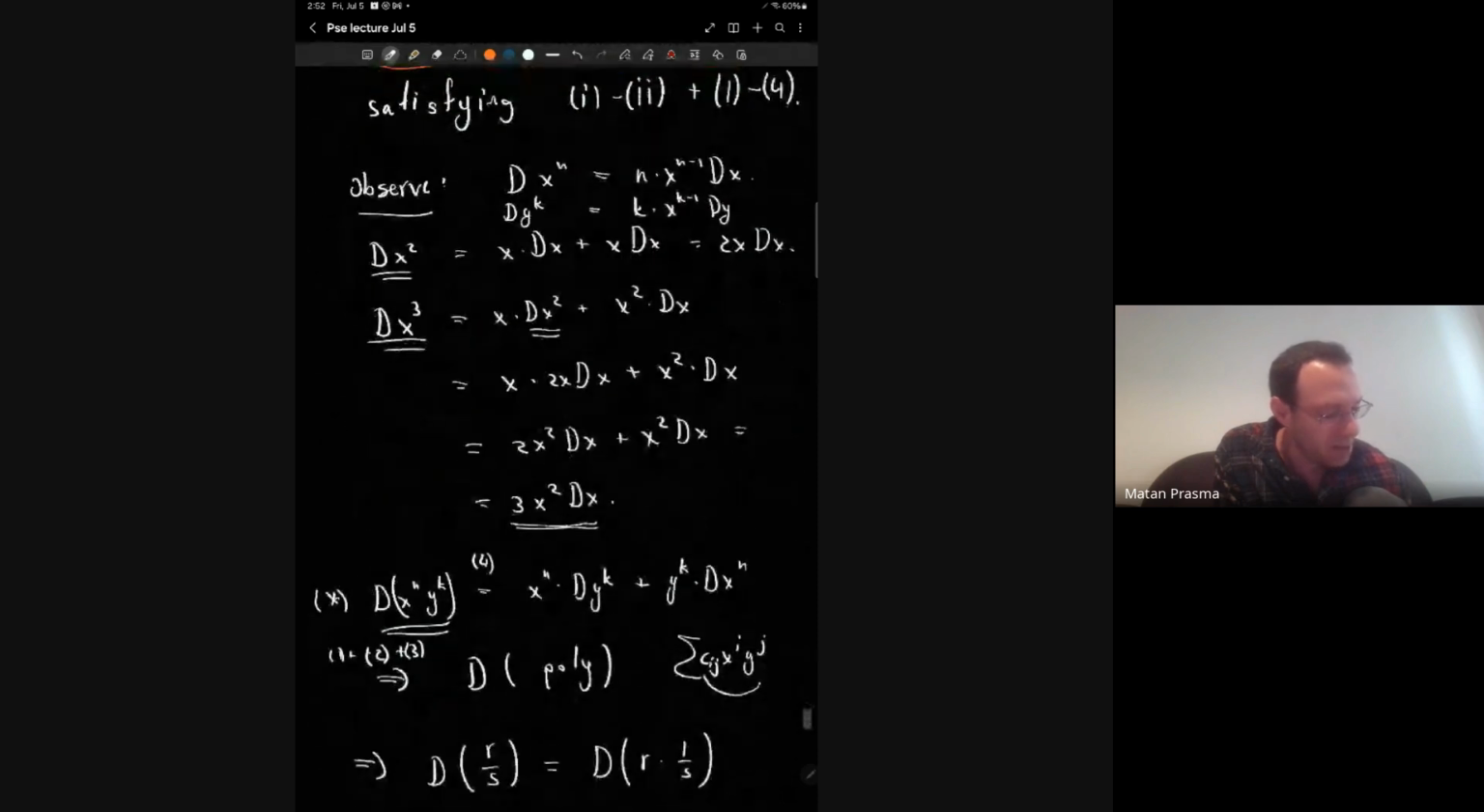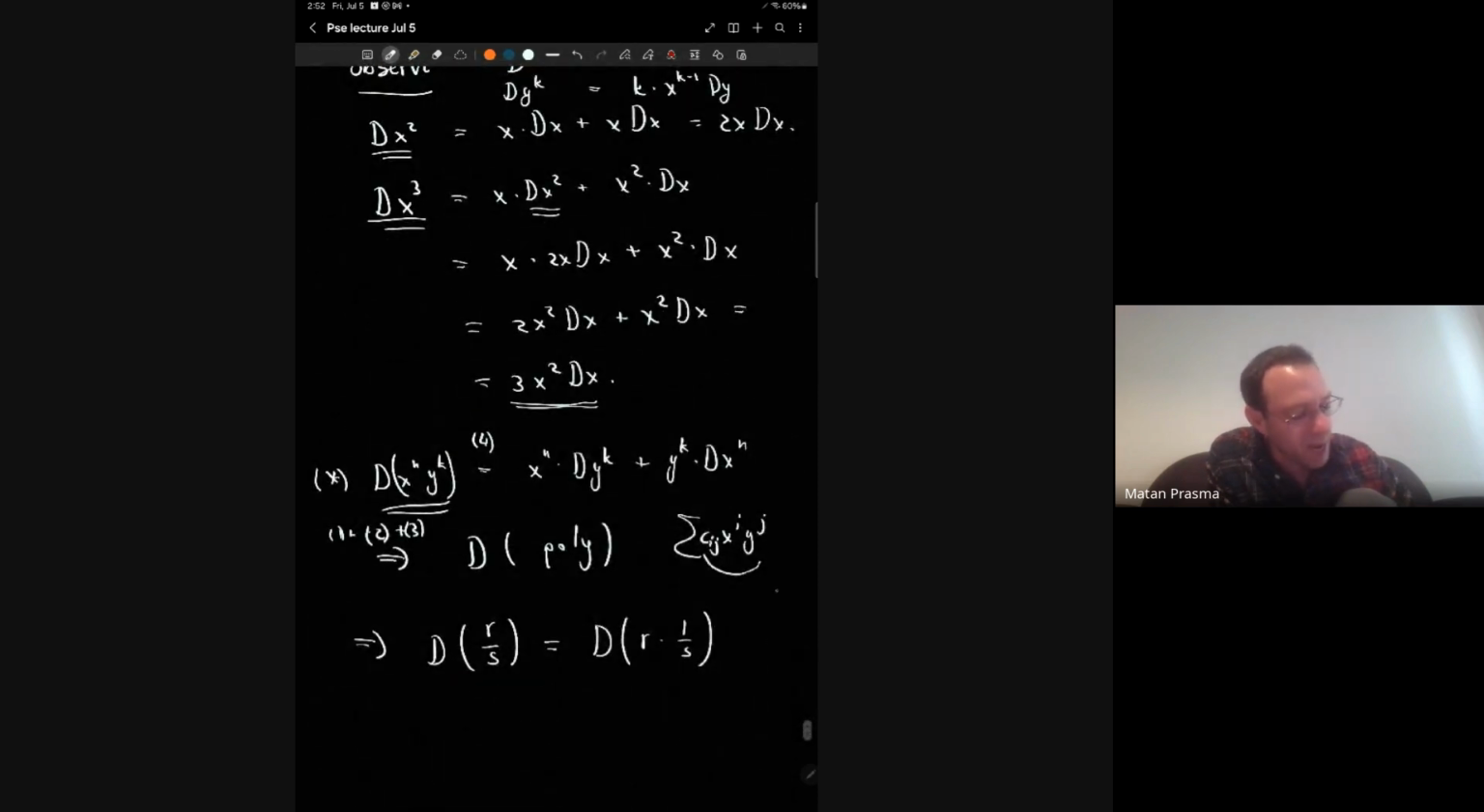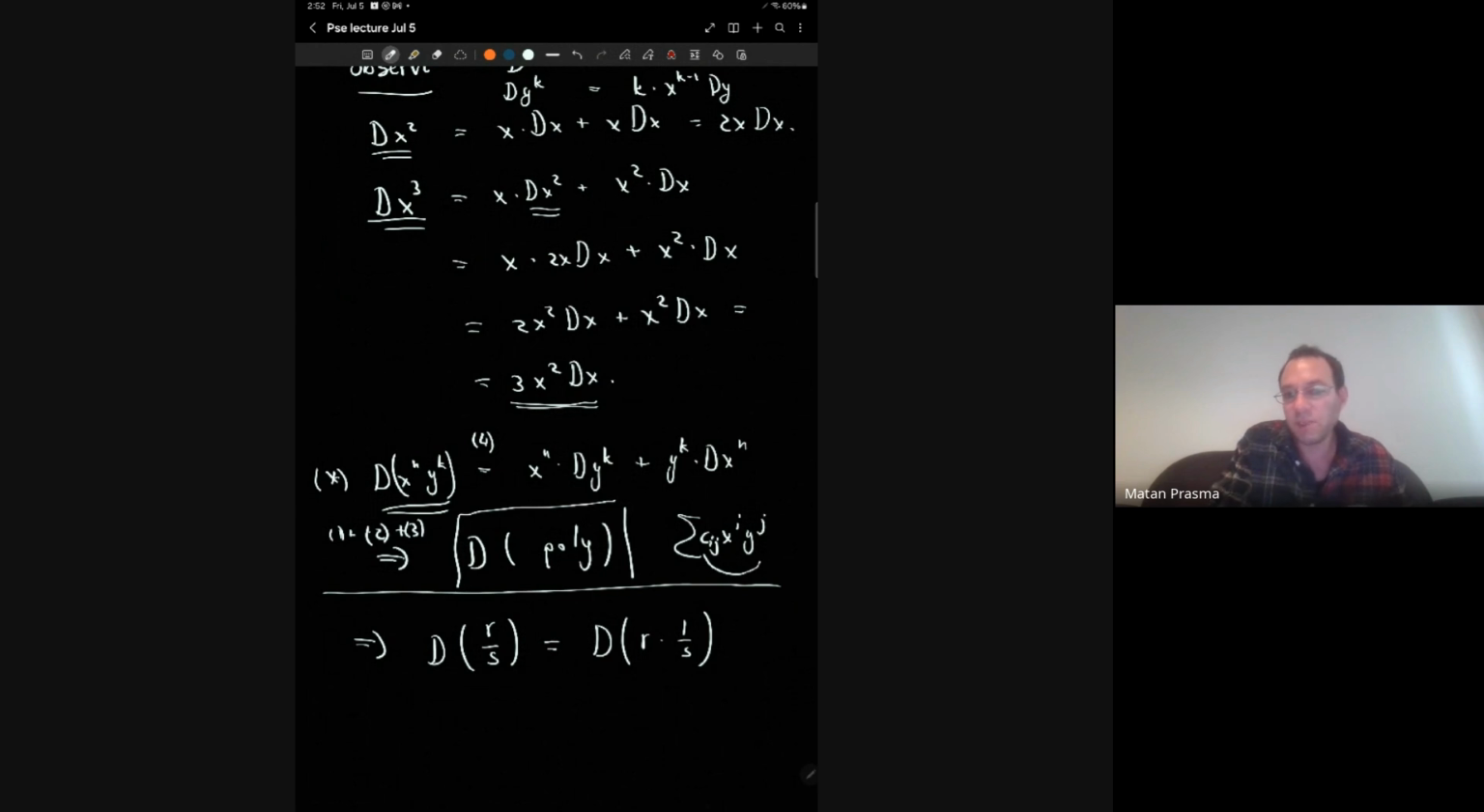Okay, so all these axioms tell me that there is a canonical way to derive a polynomial. And now I want to derive a quotient of polynomials. That's also not a big deal, because a quotient r over s is just the product of r with 1 over s.